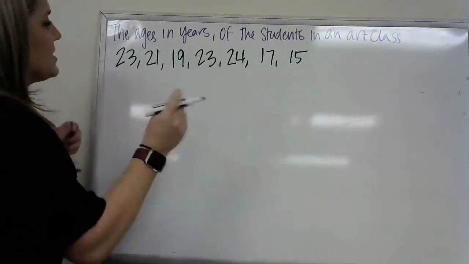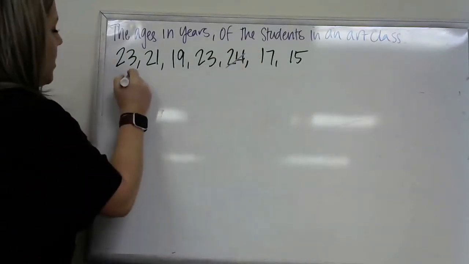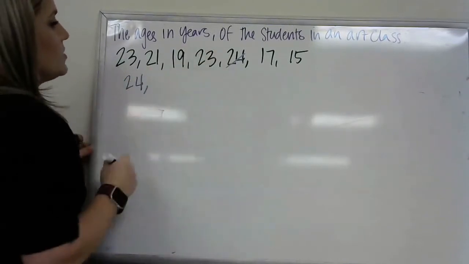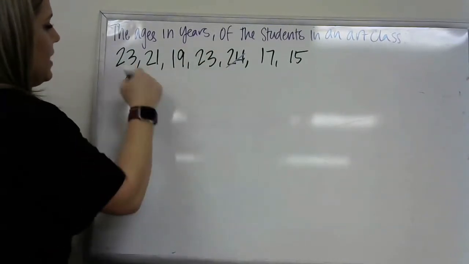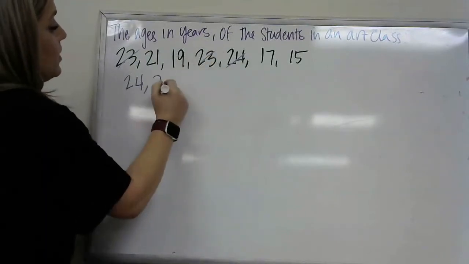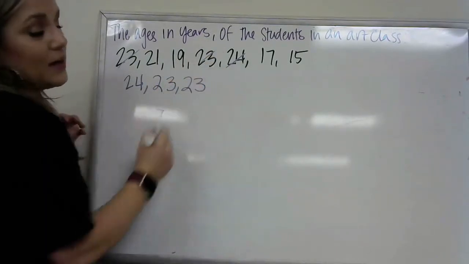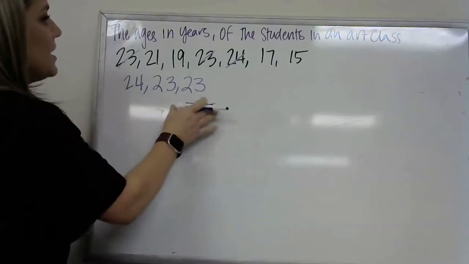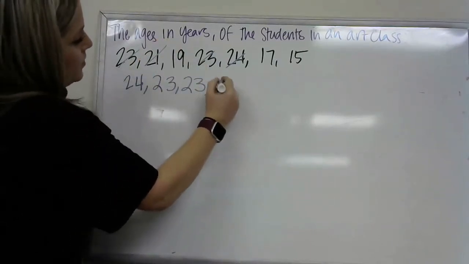All right, so my greatest age is 24. So I'm going to write it down, mark it out. Then it's 23. I have two 23s, so I have to write 23 down 2 times. That is what you have to do to put it in order, okay? Next I see is 21.